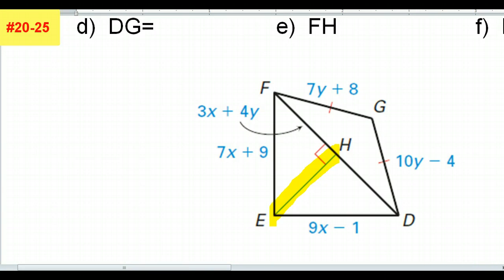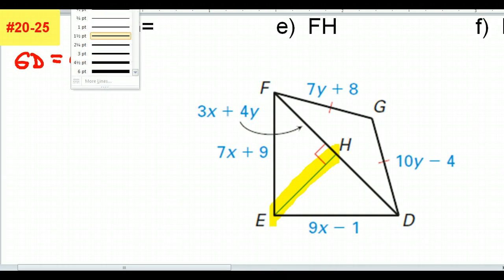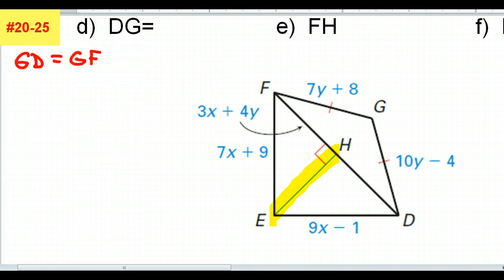Well, for one thing, those two are just plain marked for us. So we can just go by the markings. All right? So can everybody agree that GD should equal GF? All right, but let's go ahead and use the expressions. What expressions are sitting right there? Right, GD, that's 10y minus 4, right? So 10y minus 4 should equal, what am I about to write, you guys? 7y plus 8.